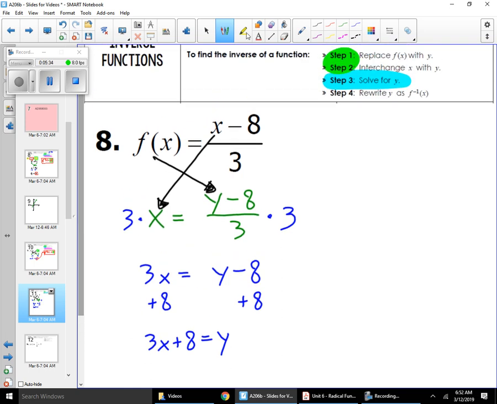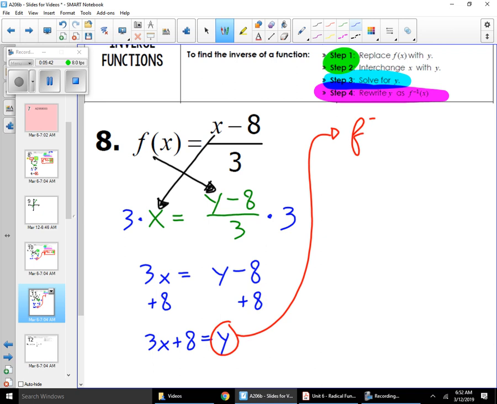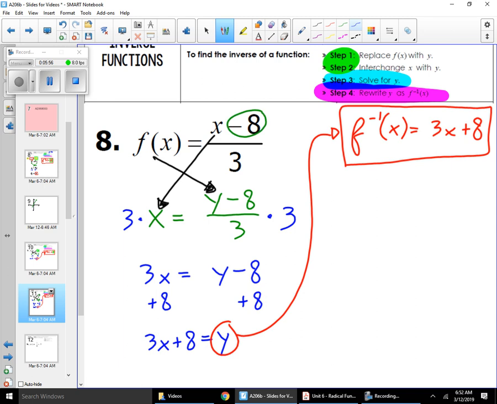Keep in mind, we're not quite done yet because we want to rewrite this in function notation. So this y is an f inverse of x. Once again, notice that inverse functions have those inverse operations. We used to have a minus 8, and now there's a plus 8 in our final answer. We also used to have a divide by 3, and now there's a times 3 in our final answer. So as you are looking at your inverse and your original function, you should be noticing that your inverse function has a lot of inverse operations.